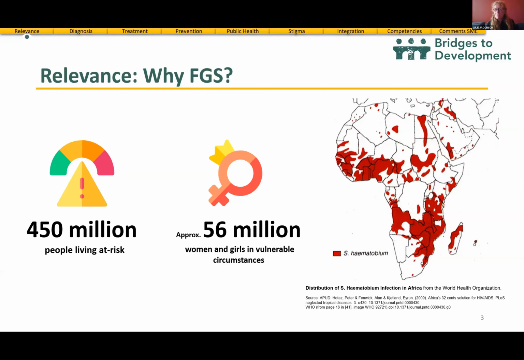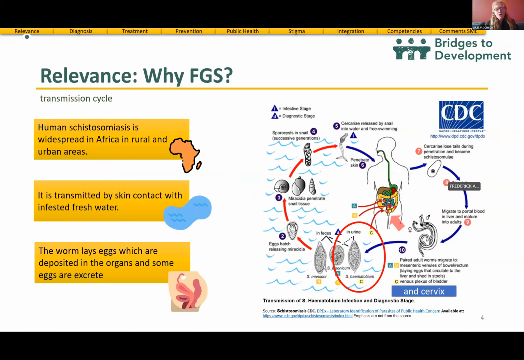And you see that on the map there on the side. These are the areas and parts of Africa that are affected by haematobium and are at risk of having women and girls affected by female genital schistosomiasis. So it's a very widespread problem, even though it's very poorly recognized. Schistosomiasis is throughout Africa. It's in rural and urban areas.